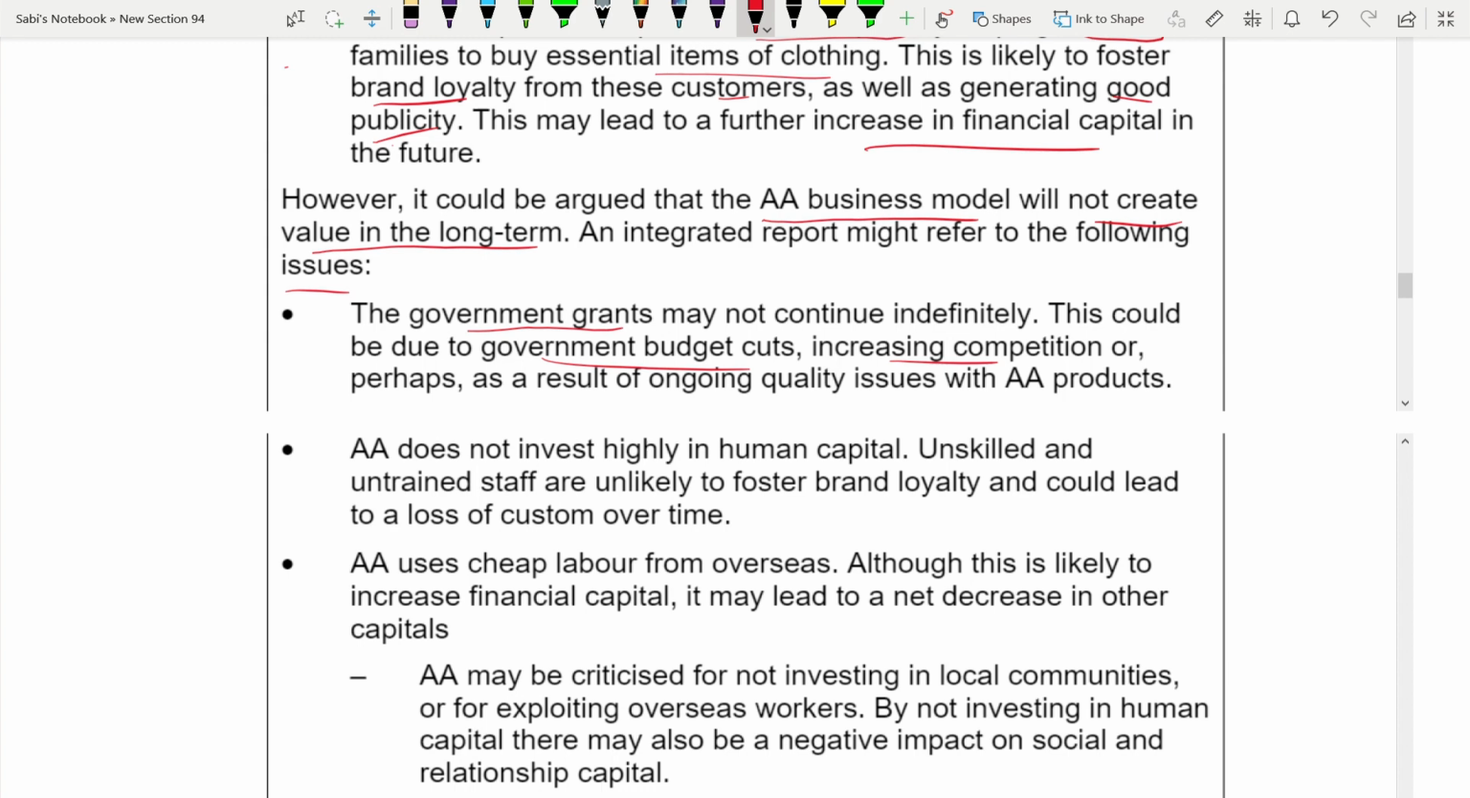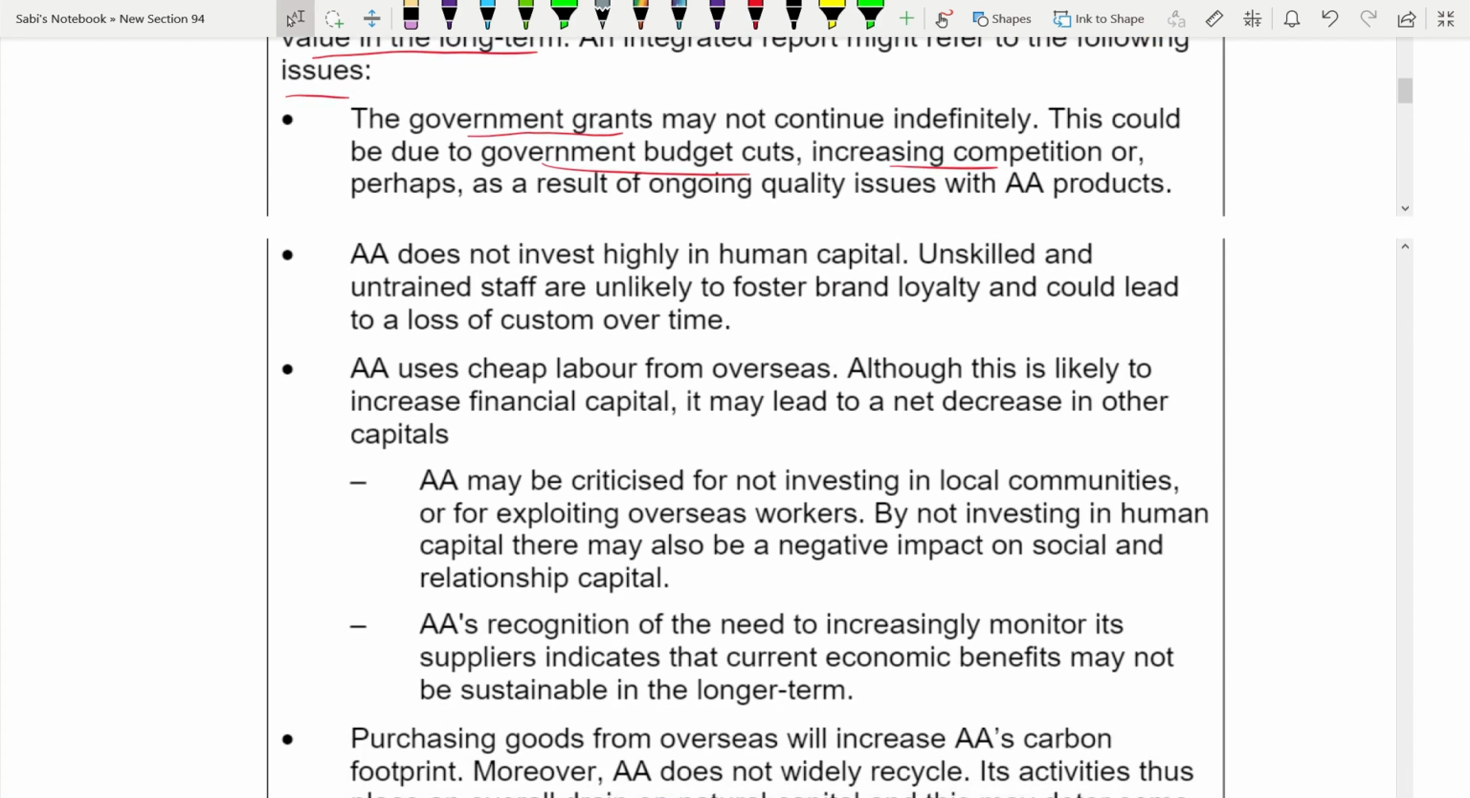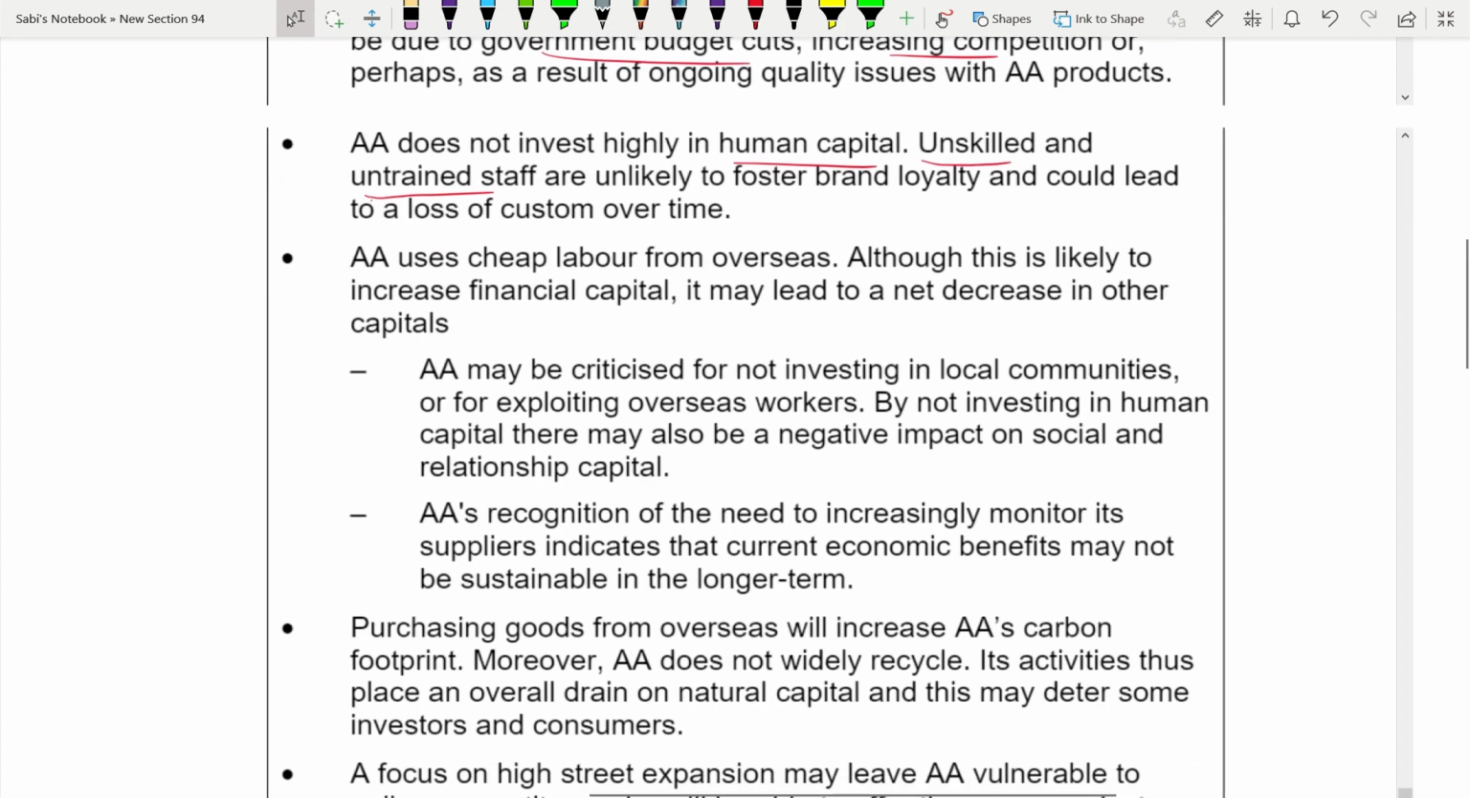Okay, next drawback, it's human capital. What is it? AA does not invest highly in human capital. That's why there are so many unskilled and untrained staff. Because with unskilled and untrained staff, you cannot create brand loyalty. Because of this, the company is going to face issues. Next, third, again it is about human capital, I think. They are using cheap labor from overseas.